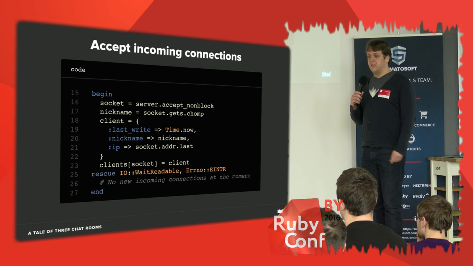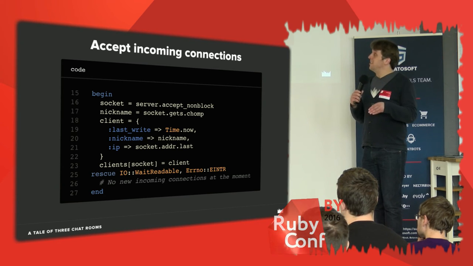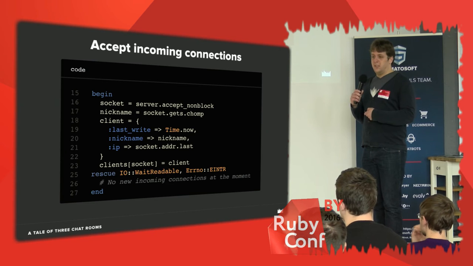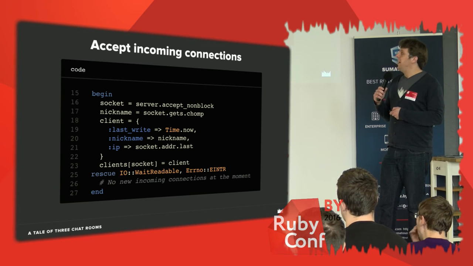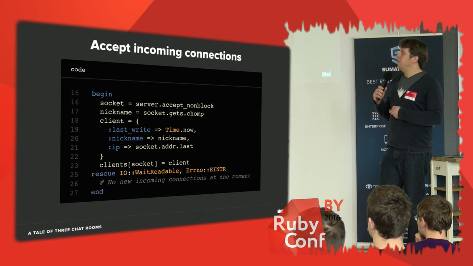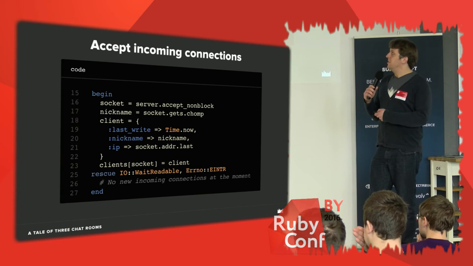And the non-blocking version will just see, is there an incoming connection now? And if not, it will raise an exception. So that's why we rescue that exception here. If this exception occurs, this means that at the moment there's no new incoming connection. If there is an incoming connection, then we create a client, and we add it to the client storage we set up earlier. And this means that whenever one of the connections for a client is ready, we can still find out what the nickname and IP address of that client is.